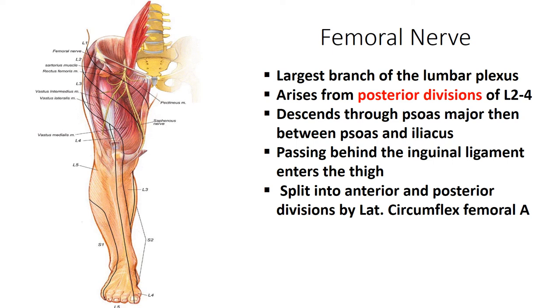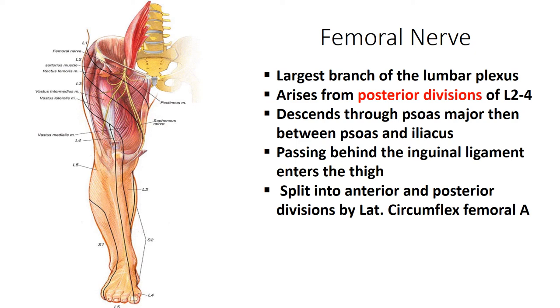So the femoral nerve is the nerve of the extensor compartment of the thigh, and this is the largest branch of the lumbar plexus. But this is lying anteriorly, though it is arising from the posterior division of L2, 3, and 4. How is that? Because we already know the lower limb undergoes 180 degree rotation. Because of that, this posterior division supplies the extensor compartment of the thigh.